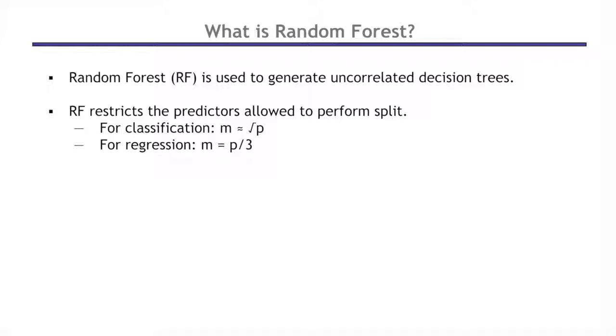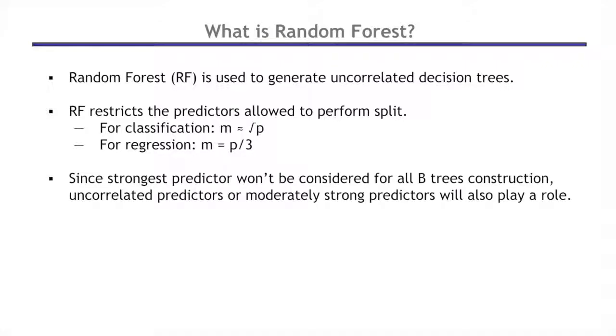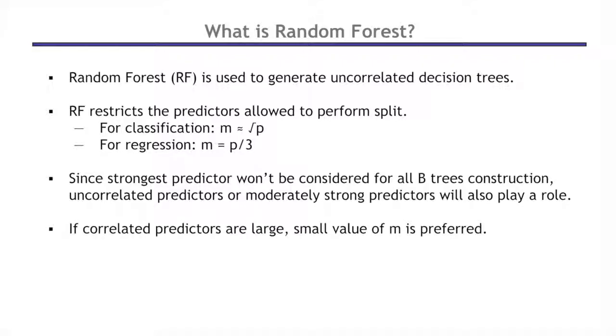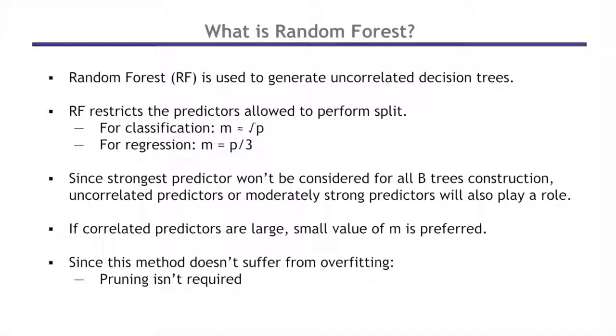Since now the strongest predictor won't always be used for splitting, we may give a chance to moderate predictors to construct the trees. We keep the value of m such that the correlated features we have to consider for splitting are least. So just like bagging, random forest doesn't suffer from overfitting, so we don't need to worry about pruning. And the large number of bags reduces variance.